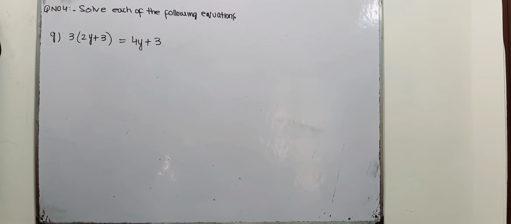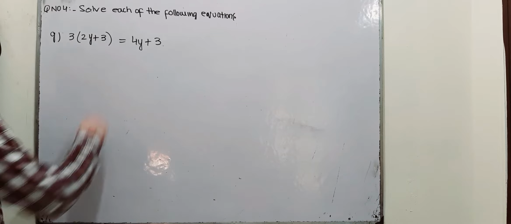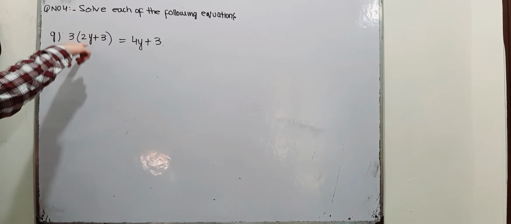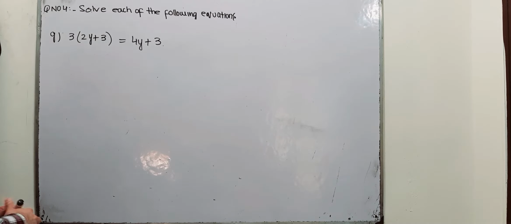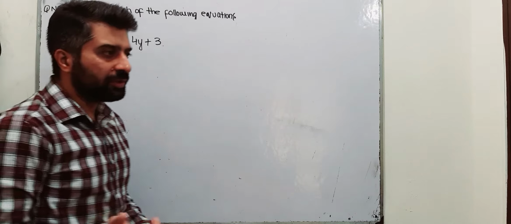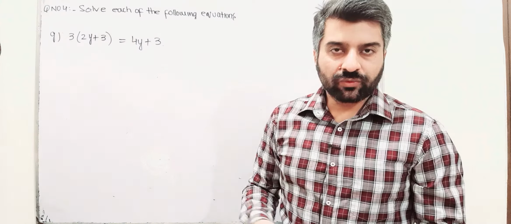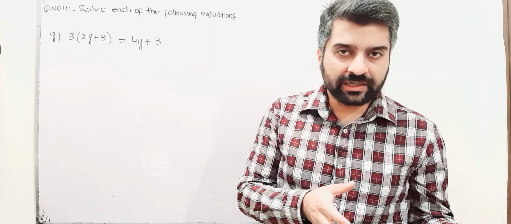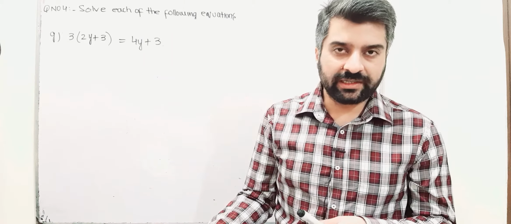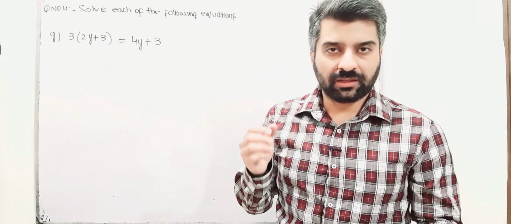Next part is part number G. Again the target is same. You need to find the value of the variable which is y. But in this question, you can see y on both sides of the equation, on the left side and on the right side of the equation. So in this sort of question, you need to move y on one side and the numbers on the other side. This is called combining the like terms, the terms which are like.